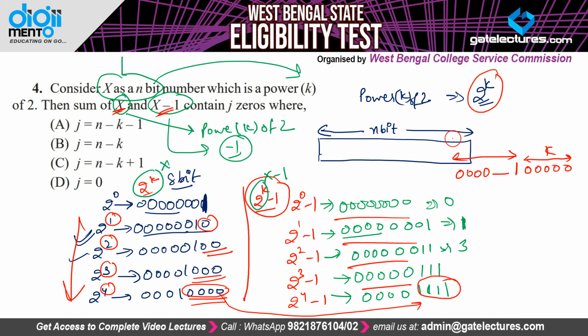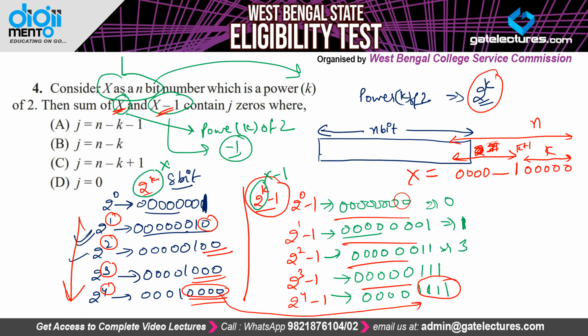So if the total number of bits is n, then x will be having n total bits. So where k bits are 0, the k plus 1th bit is 1, otherwise all the other bits are zeros on the right hand side here.